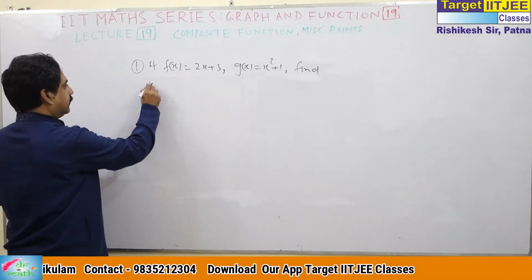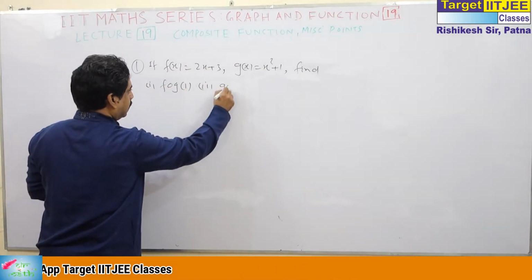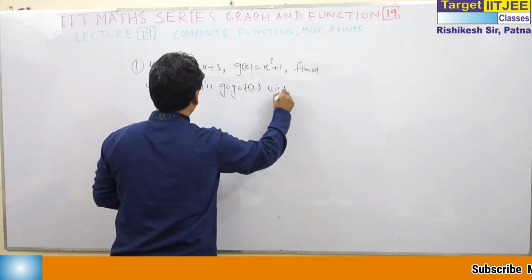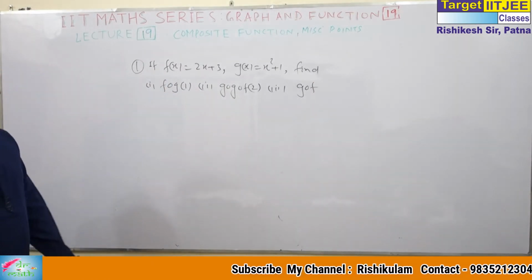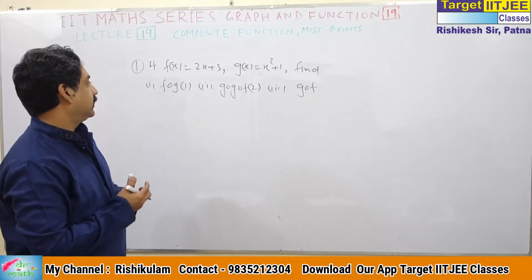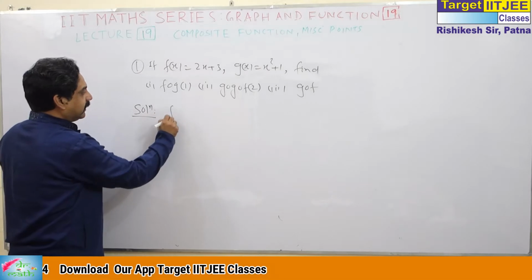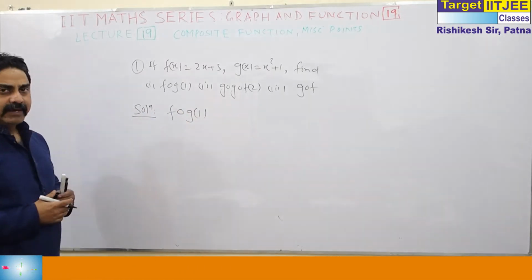Find f of g of 1, g of f of 2, g of f, etc. These all depict what? Composite function. First of all, let me do it mathematically. What is f of g? We also did f circle g, but I will write f of g.